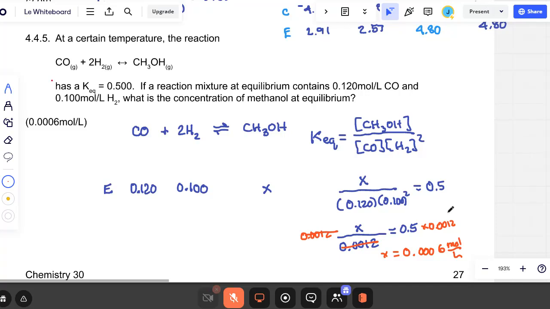All right, so ice tables are great, but don't try to solve everything with them. Some things are just about equilibrium in some way. More later, I'm sure. We'll see you there.